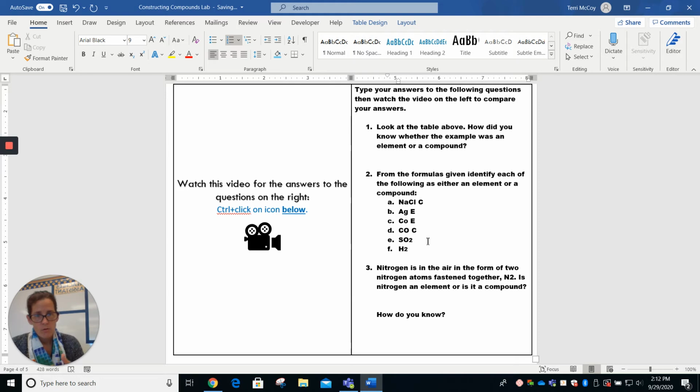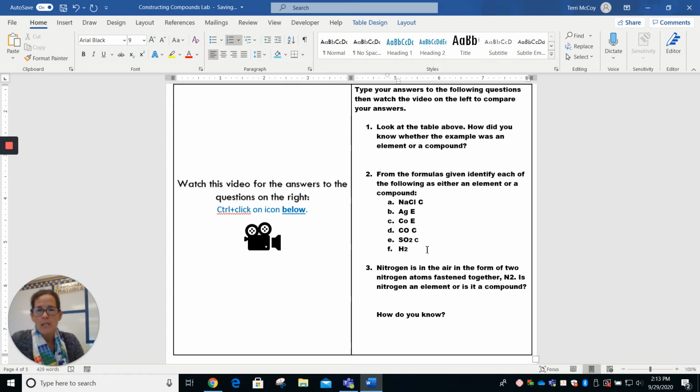SO2. So how many capital letters do we have in SO2? This is how we're going to tell if it is an element or a compound. We have a capital S and we have a capital O. So we have 2 capital letters. Is this an element or a compound? That's right. That is a compound because there is more than one capital letter. Excellent work. Okay, last one.